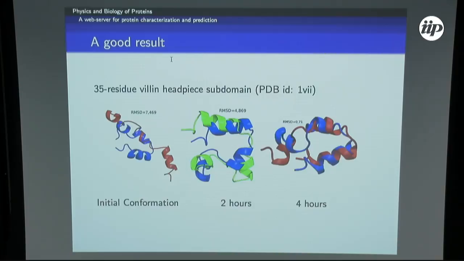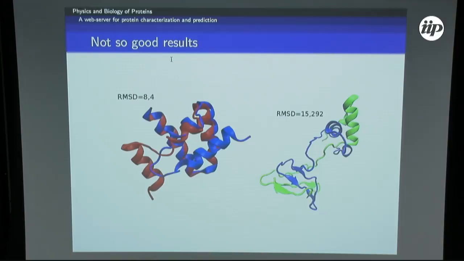I'd like to show some bad results. These are, for example, two bad results. Here you can see a really wrong rotation, like this helix should be here. It's bad, but it's not so bad. We think it would be possible to fix this problem pretty soon. And this one also, it's just one rotation here, and we will probably solve this problem. So I think the web server, in its first version, is working pretty well.